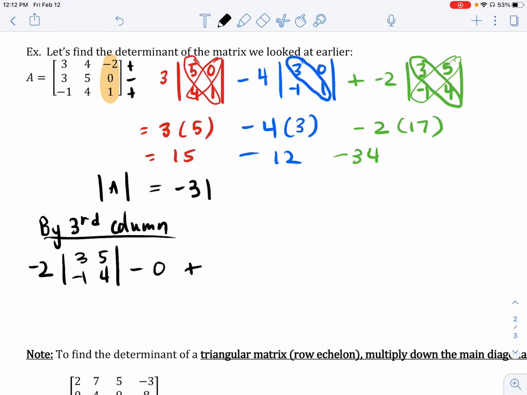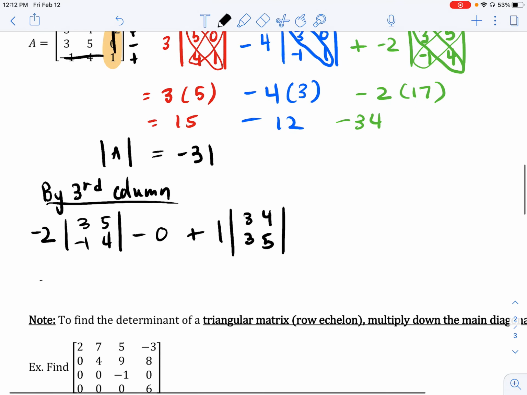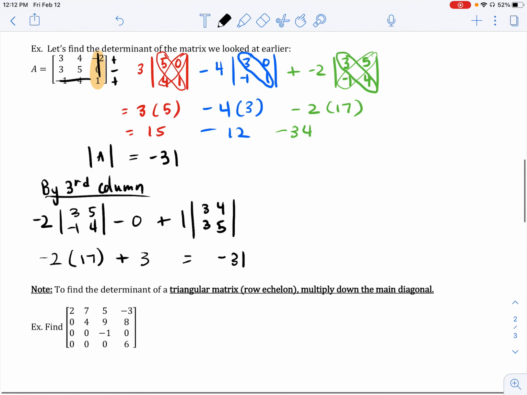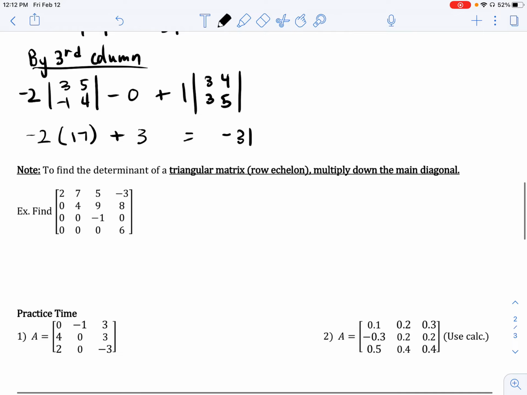So then I can just move on to the last one, plus 1 times the determinant of 3, 4, 3, 5. So if I set this all up, let's finish this up. We got -2 times 12 minus -5. Well, that's going to be 17, plus 1 times, anything times 1 is just itself, so 15 minus 12, that's 3. So this also gives me -31. And just a little bit faster since you're dealing with one value that you already know is going to be 0.